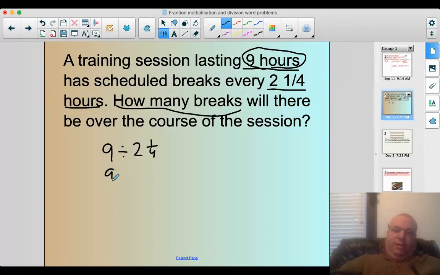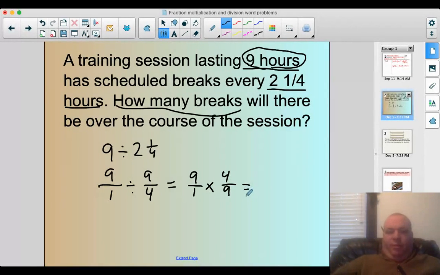Okay, so I can write 9 as 9 over 1. 2 1/4, I've got to change that to a mixed number, or an improper fraction. So 2 times 4 is 8, plus 1 is 9, that is 9/4. Okay. All right, now because this is division, we're going to do keep, change, flip. So we keep 9 over 1, change it to multiplication, and flip. 9/4 becomes 4/9.